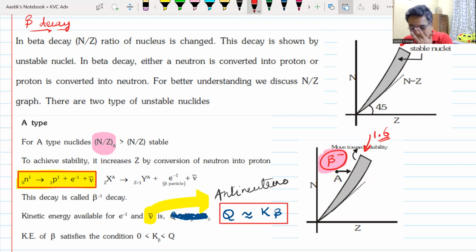So if someone asks you to find the kinetic energy of the beta particle, it will be approximately equal to the maximum possible kinetic energy of the electron which is emitted. But I've not seen a question where they give you the mass of the antineutrino. They are not going to ask you the energy of the antineutrino. Let me know once you are done.